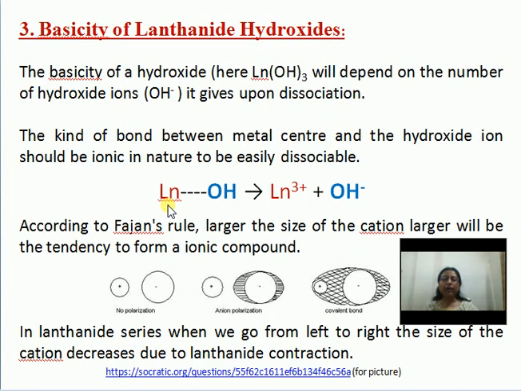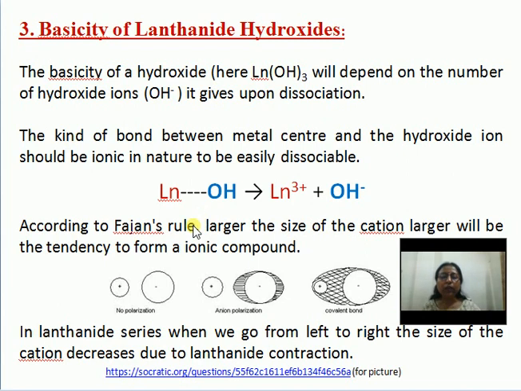So, remember Fajan's rule. Fajan's rule tells us that as the size of the cation decreases, it will pull the electron density of the anion more towards it, and it will give rise to a covalent bond. So, if the size of the cation is more, it will give rise to an ionic compound, and if the size of the cation is small, then it will give rise to a covalent compound. So, what do you think? For this bond to be dissociated, the compound should be ionic in nature.